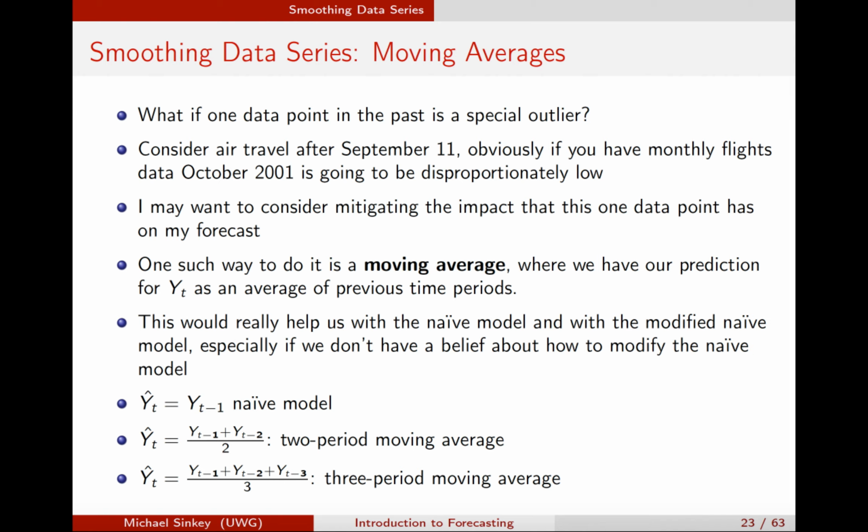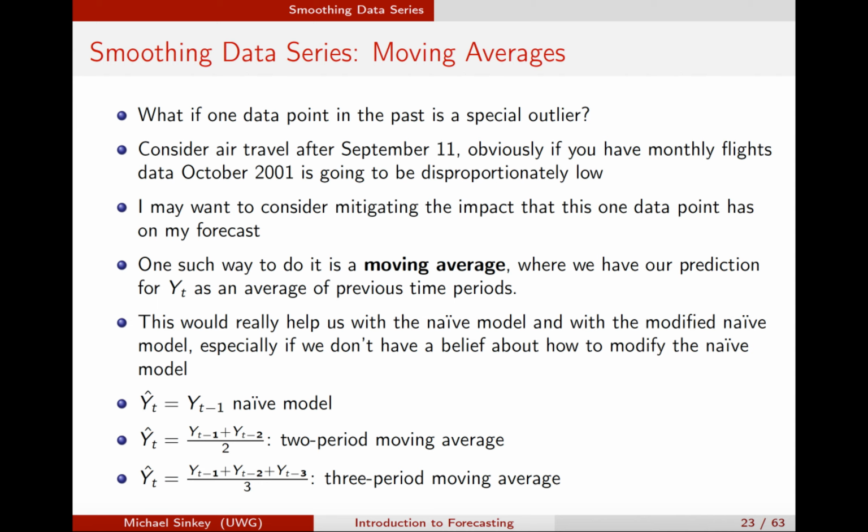A good example of when we want to smooth out some data points happened when I was in high school, actually, September 11th. So September 11th happened, and in October 2001, flights were disproportionately low. But slowly over time, people became more comfortable with flying again. Nonetheless, if we just use October to forecast November, we're going to have a really, really disproportionately low forecast for November. But we may also want to include some of the wariness that people felt about flying for many periods to come. We can do this with what's called a moving average forecast.